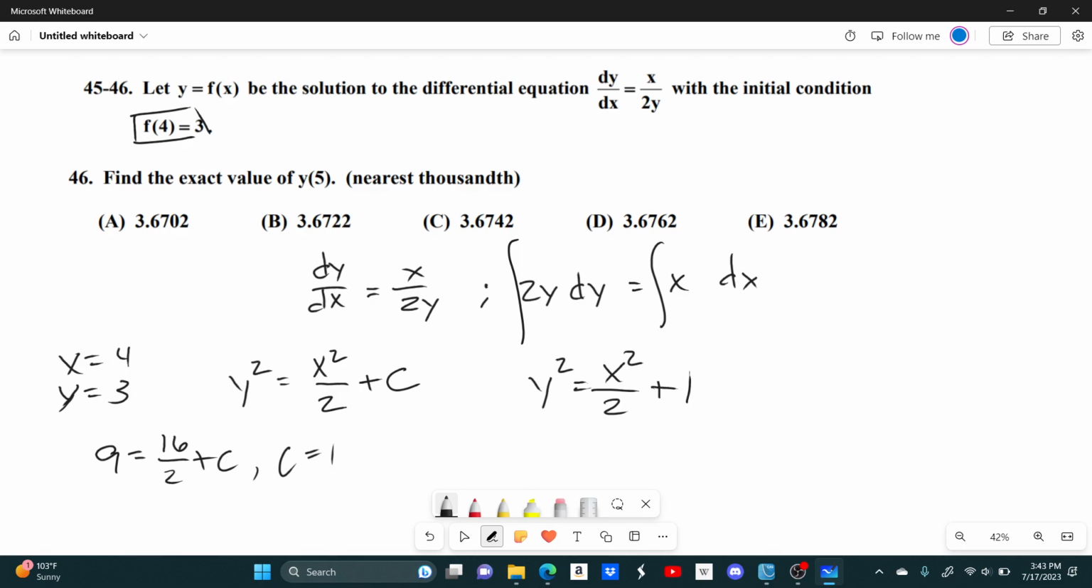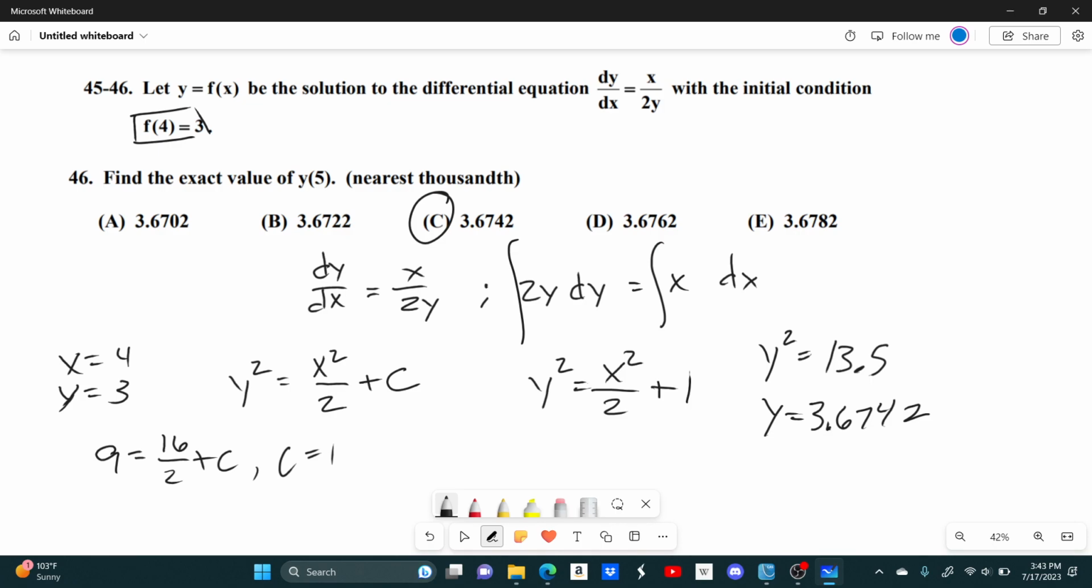So now if you want to find the exact value of y of 5, now all you do is plug in 5 for x. So y squared equals 5 squared over 2, which is 12.5, plus 1 is 13.5. So y is the square root of 13.5, which is 3.6742. That's answer choice C.